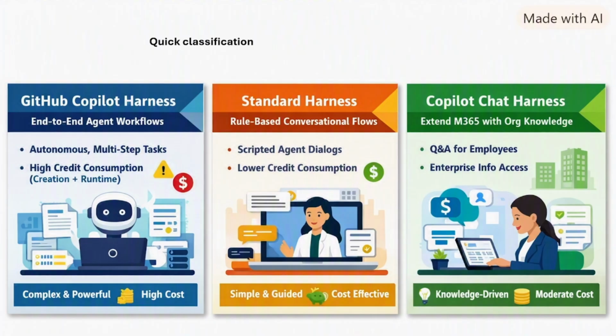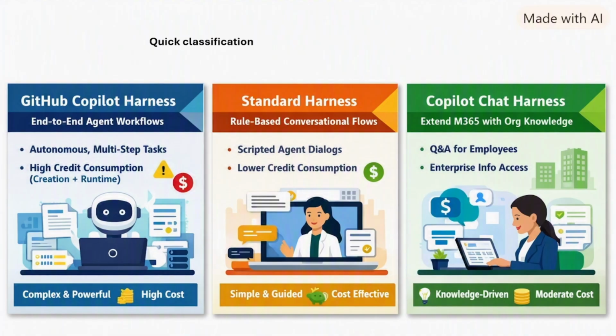The standard harness is a rule-based conversation flow, so a scripted agent with low credit consumption. If your bot just answers based on the backend conversation flow, like hi, hello, and then you have different specific queries with specific answers, then you can go with the standard harness. There is no additional cost if you have got a Copilot license for everyone. And then the Copilot chat harness.